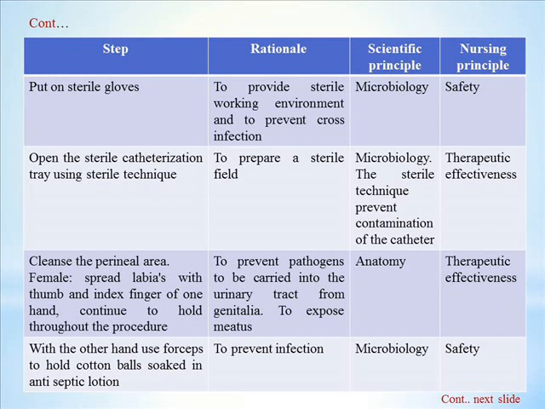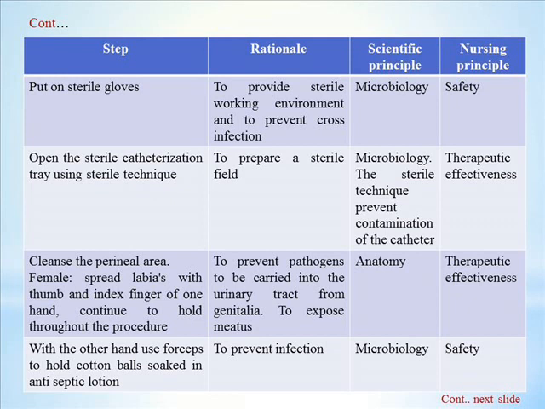Then we open the sterile catheterization tray using sterile technique to prepare a sterile field and avoid microorganism contamination of the catheter. Then we have to clean the perineal area. In case of a female patient, we have to spread the labia with the thumb and index finger of one hand. Continue to hold throughout the procedure to prevent pathogens from being carried into the urinary tract from the genitals and to expose the meatus.